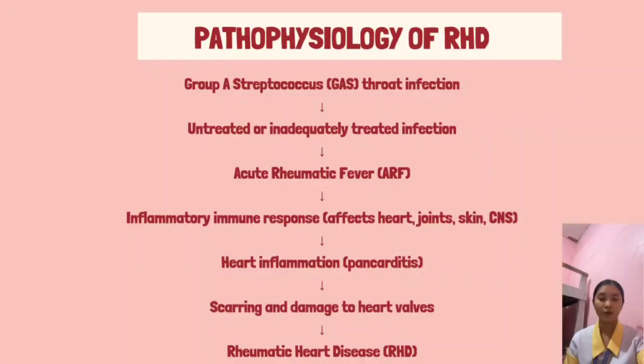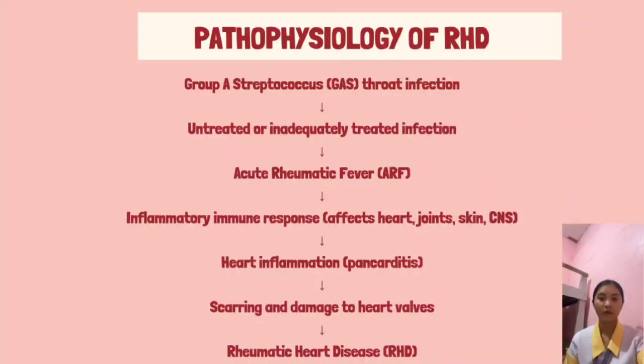Then we have joints. So, migratory arthritis or pain and swelling in different joints is common. So for skin, we have rashes or subcutaneous nodules that may appear. Then lastly, for the central nervous system, neurological symptoms like Sydenham chorea involve jerky, uncontrollable movements due to inflammation in the brain.